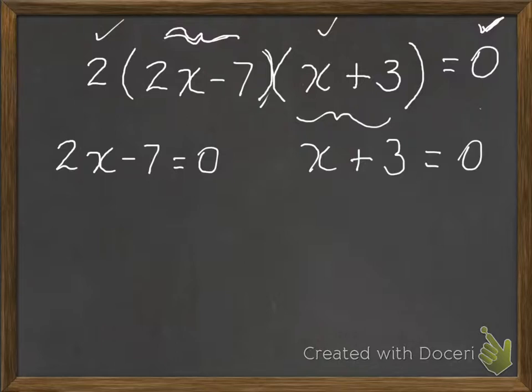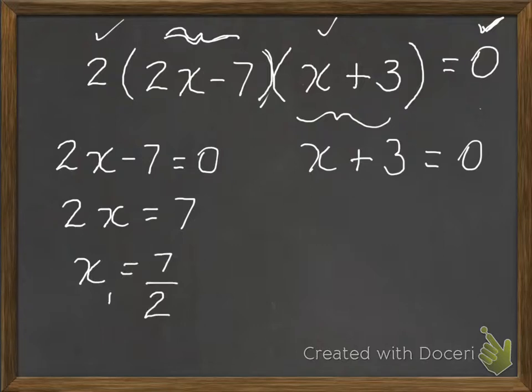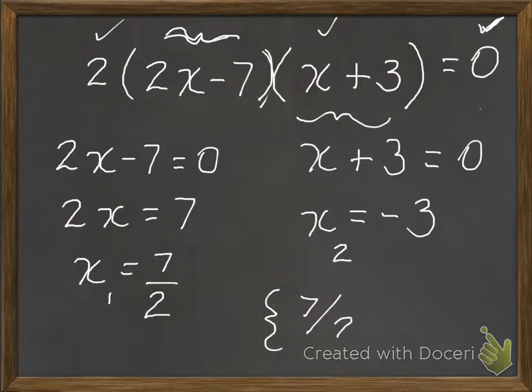Bring the 7 to the other side, or add 7 to both sides. We get 2x is equal to 7. Divide both sides by 2, and we get x is equal to 7/2. That's one solution. Over here, take the 3 to the other side, or subtract 3 from both sides. We get x equals -3. So that's the second solution. So our solution set is 7/2, comma, -3.